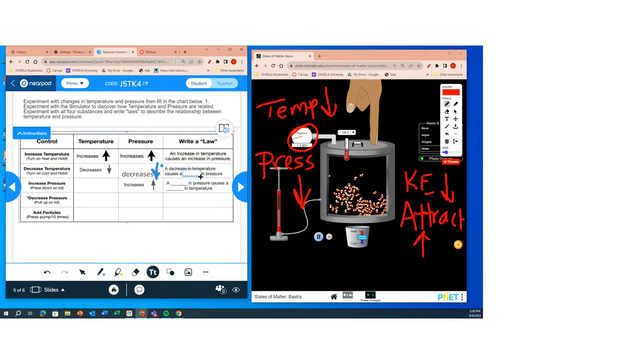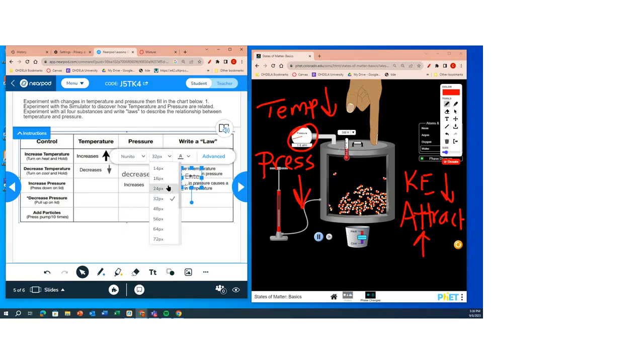And then I'm going to put in a small word here. Let me give it an even smaller type. Let's do 14. A decrease in temperature causes a decrease in pressure. So I'm going to put decrease in this particular one. D-E-C-R-E-A-S-E. Did I get it? Sure, I did. A decrease in temperature causes a decrease in pressure. Right? We saw that. It went down, went down. Okay.